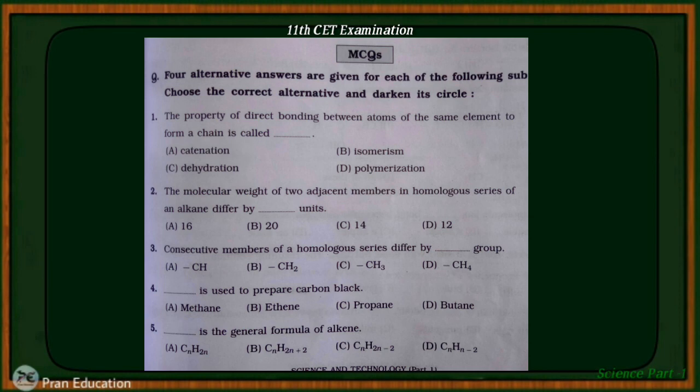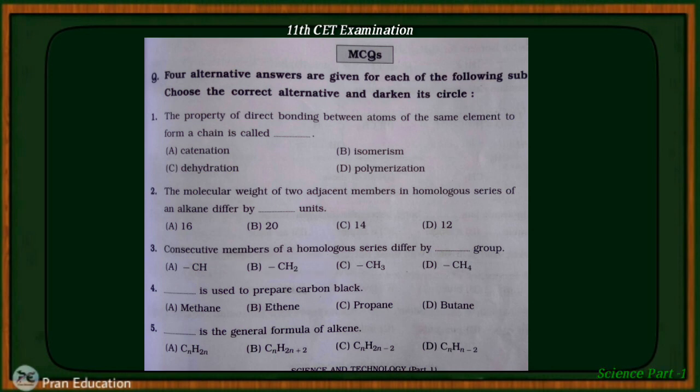Catenation. Second, the molecular weight of two adjacent members in the homologous series of alkanes differs by dash units. Option A 16, B 20, C 14, D 12. The correct option is option C, 14. Third, consecutive members of a homologous series differ by dash group. Options: A minus CH, B minus CH2, C minus CH3 and D minus CH4. The correct option is option B, minus CH2.